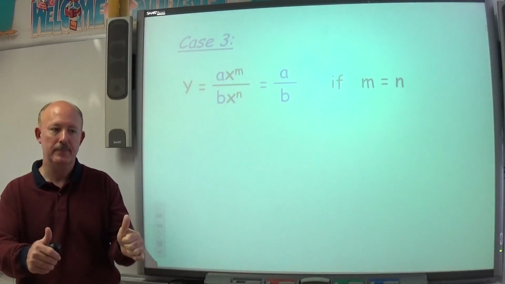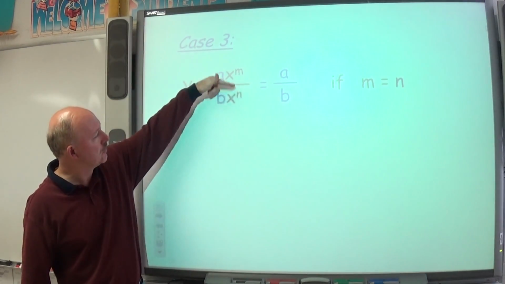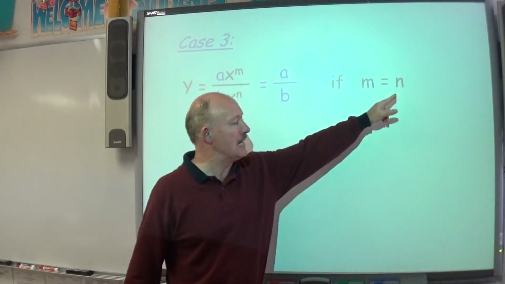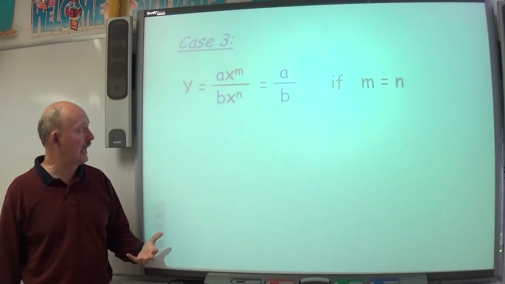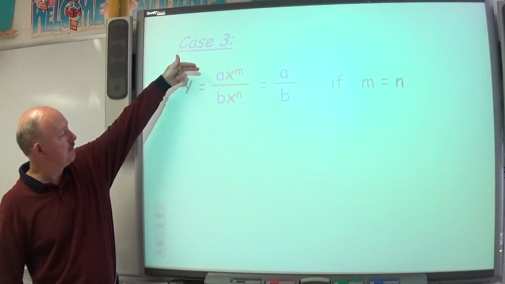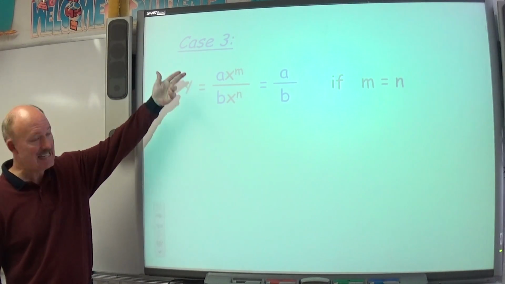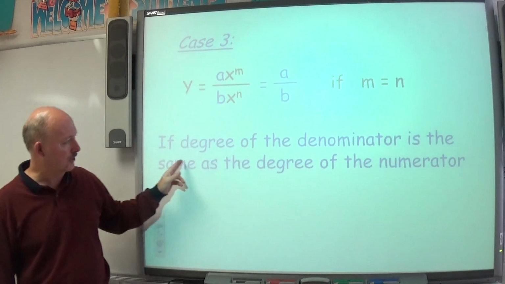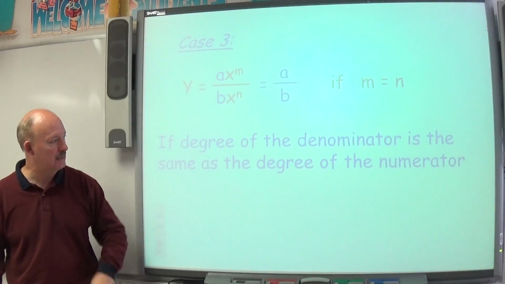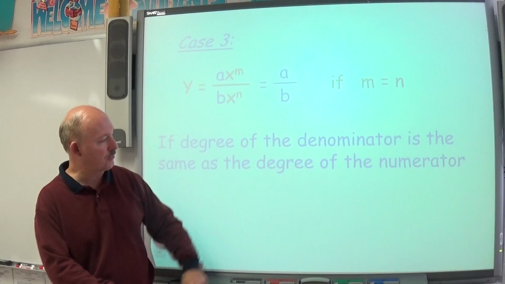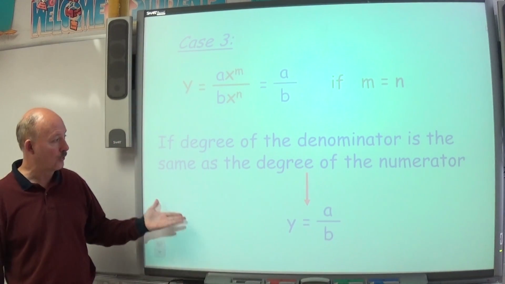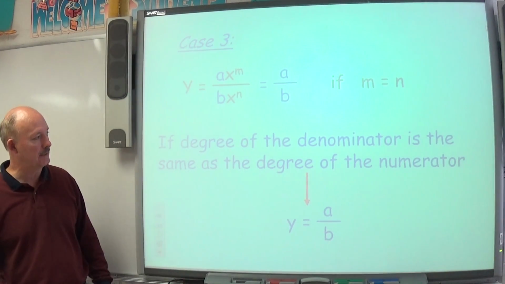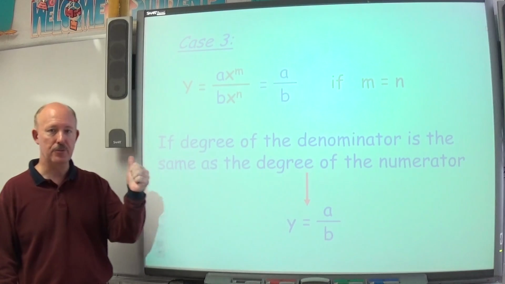If the highest degree in the numerator and the denominator are the same, so if m equals n, then that indicates that the horizontal asymptote will simply be the coefficient on the leading term in your numerator divided by the coefficient of the leading term in your denominator. So that indicates our horizontal asymptote will be y equals a over b. Not y equals 0, but y equals a over b. All right, so these are our 3 cases.